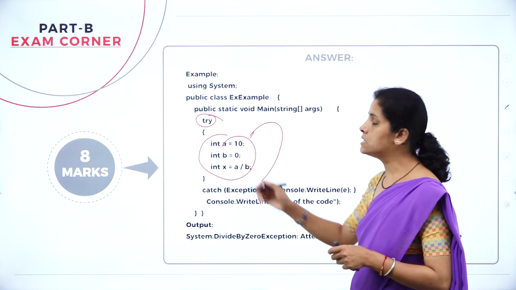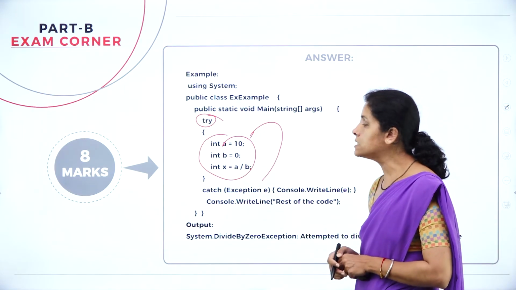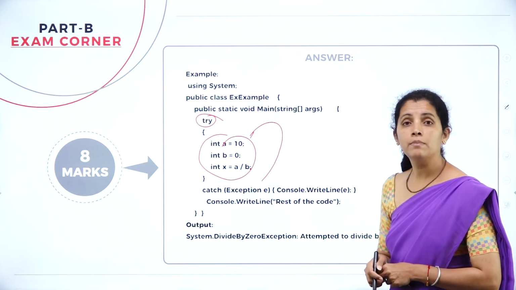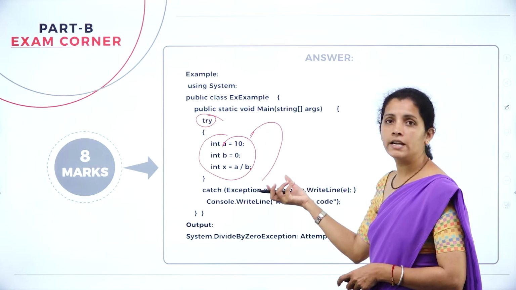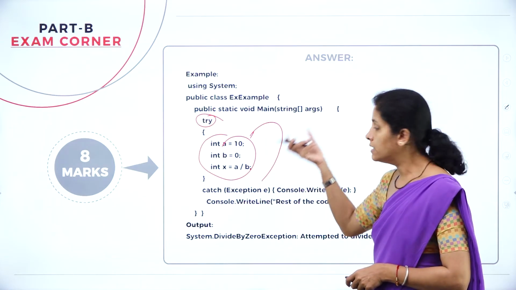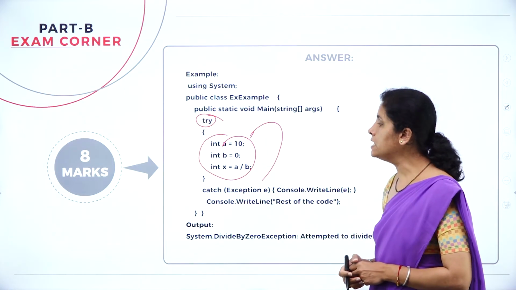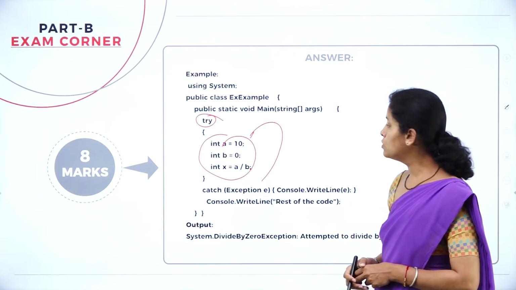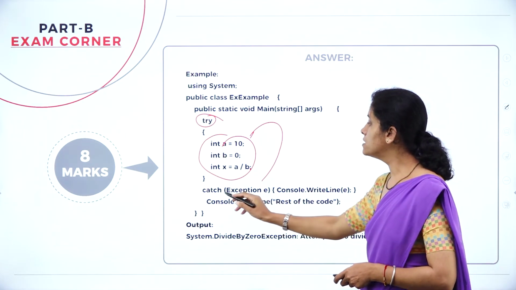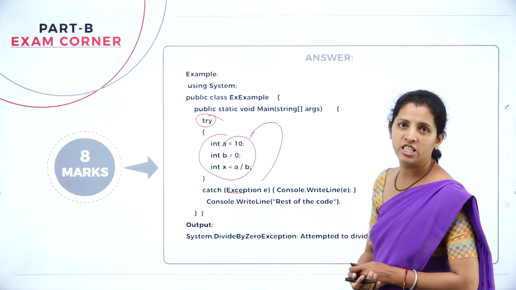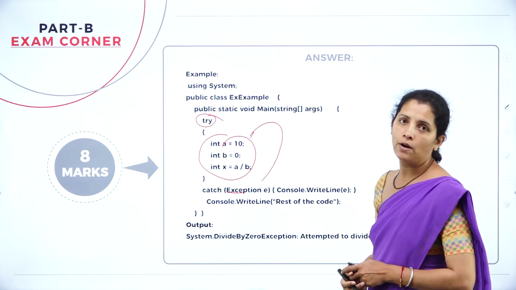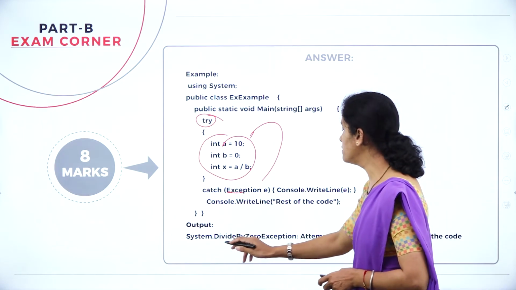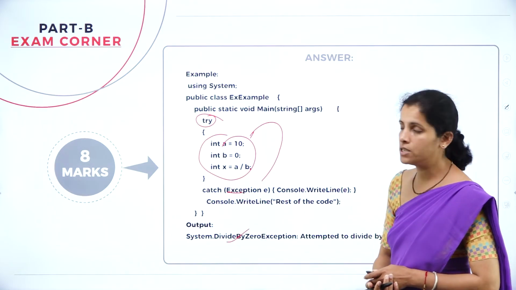Now, if I consider this example, A is 10 and B is 0, and I'm trying to divide 10 by 0. Obviously, it's going to generate an error. That must be handled by the catch block. So, what kind of exception? See here, exception object E is going to throw the exception. And what kind of exception? That is a divide by zero exception.